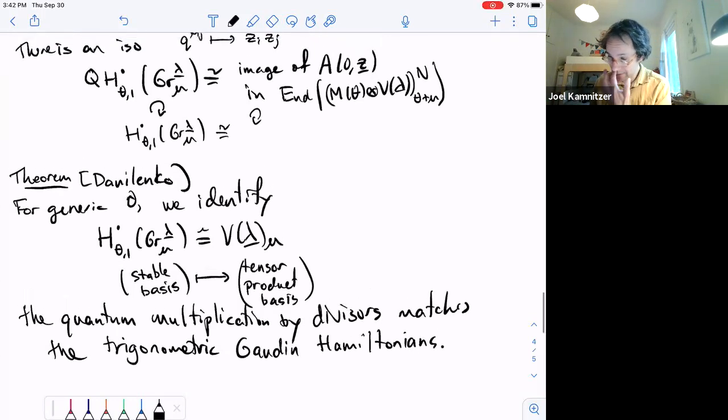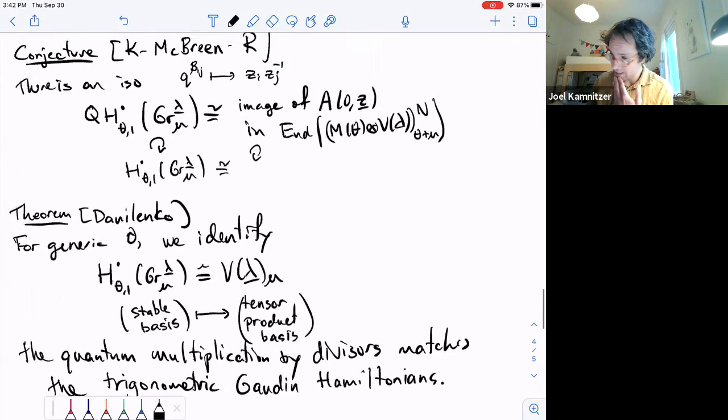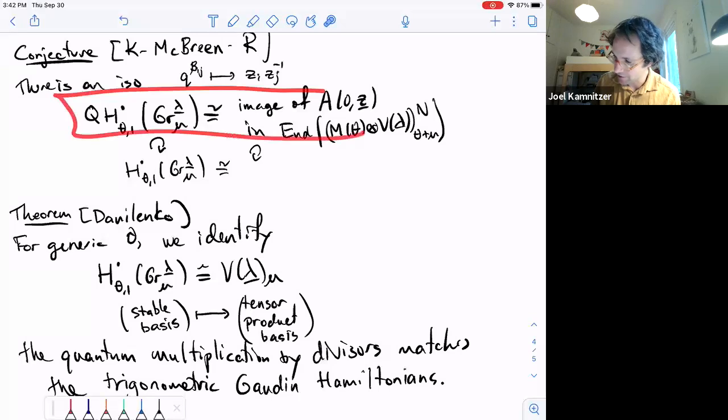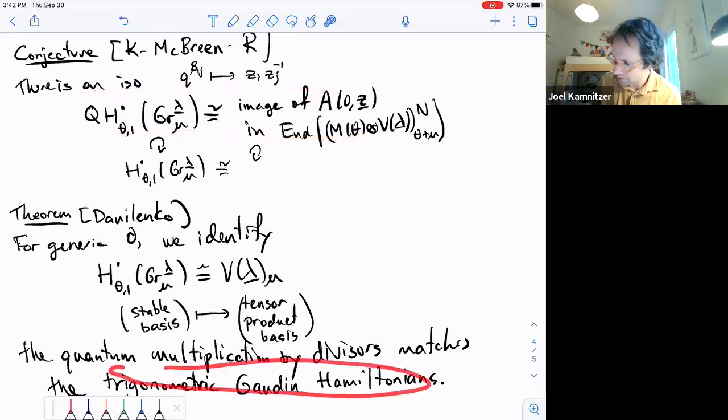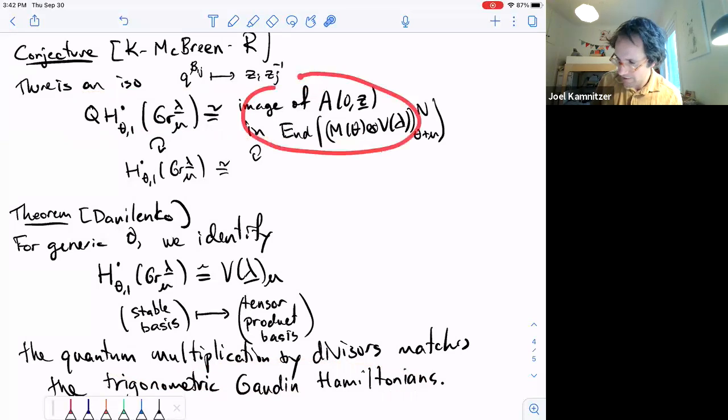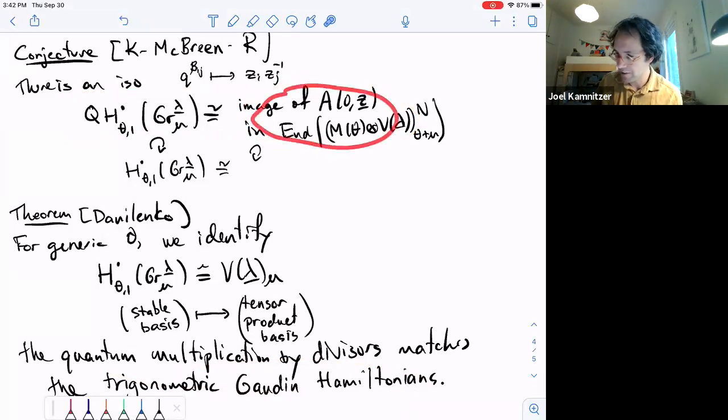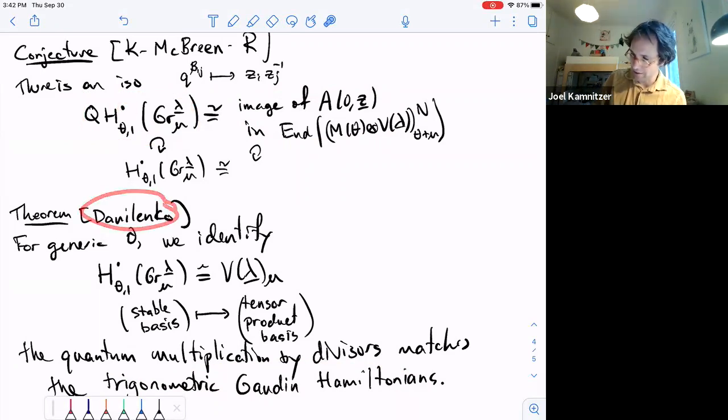So in that way, Danilenko's theorem is the quadratic part of this thing. These trigonometric Gaudin Hamiltonians live in here as the simplest piece of this thing, the degree 2 part of this, and this quantum multiplication by divisors, of course, lives here. These divisors live in H2. So this theorem of Danilenko is the degree 2 part of this conjecture.